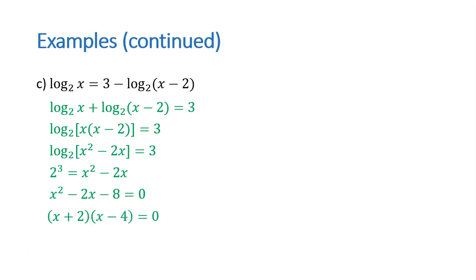This factors as x plus 2 times x minus 4. And if I set each of these factors equal to 0, I get x equals negative 2 and x equals positive 4. So I need to check my two solutions. Let's check negative 2 first. We're plugging each of these solutions into two separate logarithms because our original equation had two logarithms.